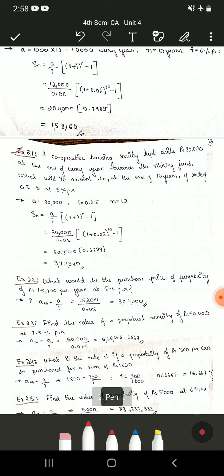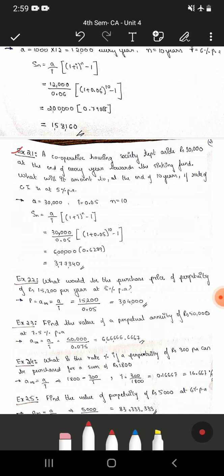So today we'll start with the 21st problem. The question is: a cooperative housing society kept aside rupees 30,000 at the end of every year towards a sinking fund. What will it amount to at the end of 10 years if the rate of compound interest is 5% per annum? In this question the annual payment A is given, which is 30,000, interest is 5%, so it is 0.05, n is 10, and because this is a sinking fund we have to use the formula of SN: A by i into (1 plus i) whole raised to n minus 1.